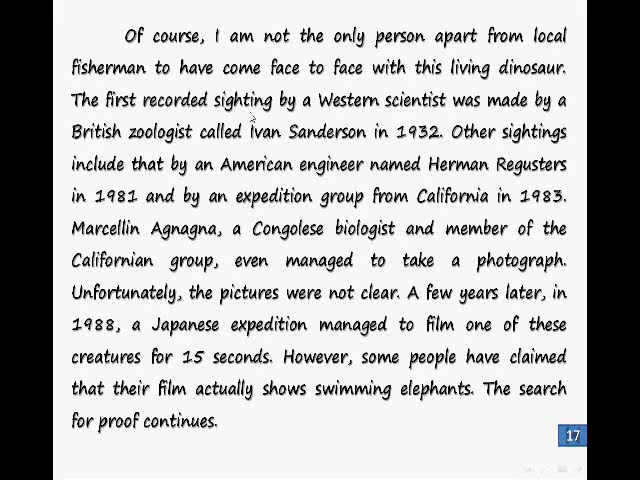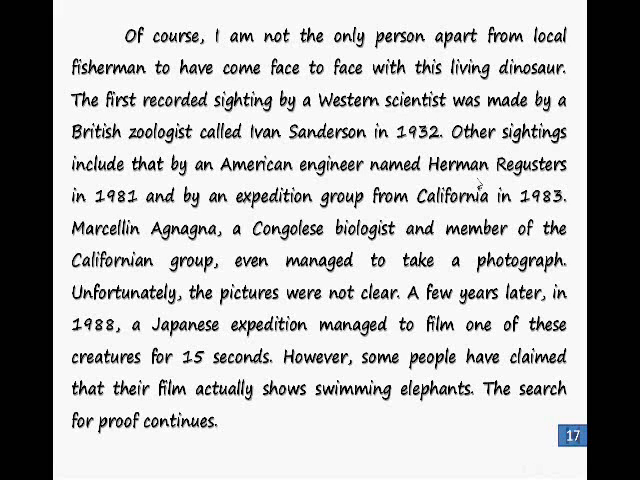So the sentence is there. The first recorded sighting by a Western scientist was made by a British zoologist called Ivan Sanderson in 1932. Does that mean that this is the first person who took a photograph? No, it's the first sighting, okay? The first person who saw this animal, really, okay? And then we move to another name, here one, this is another name.